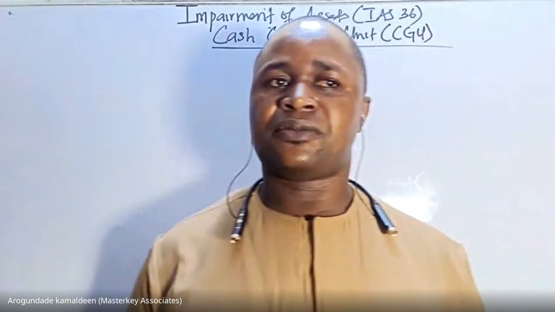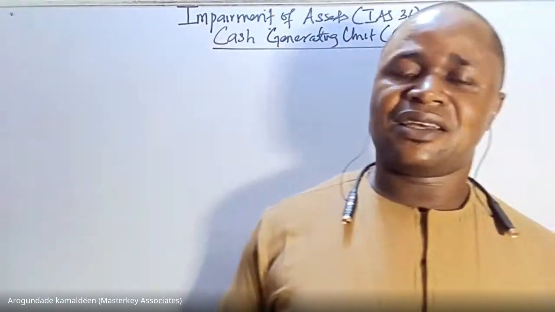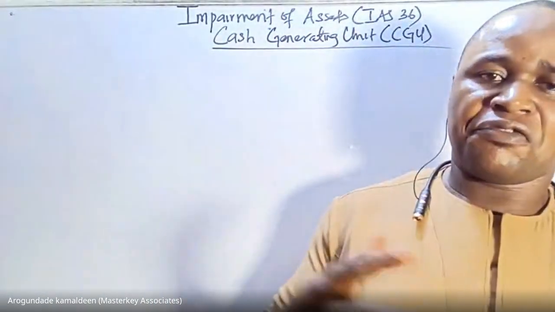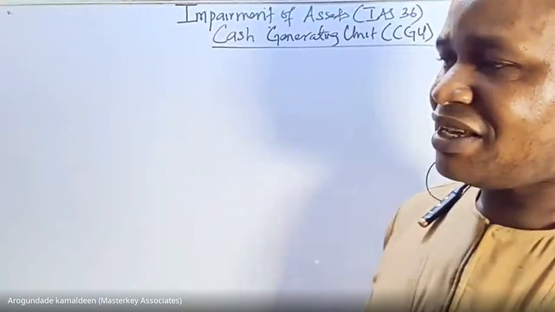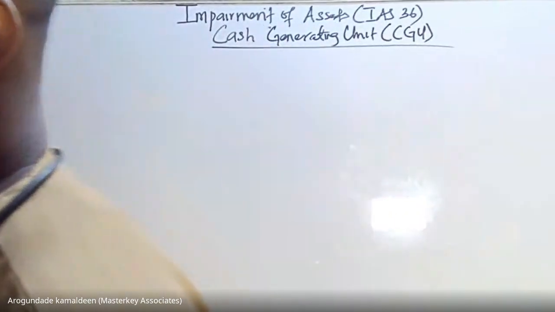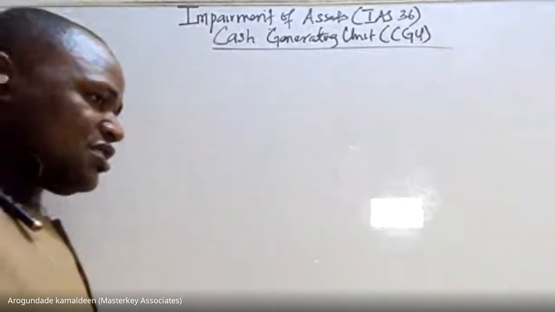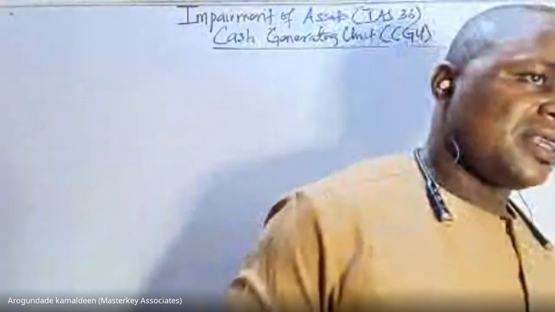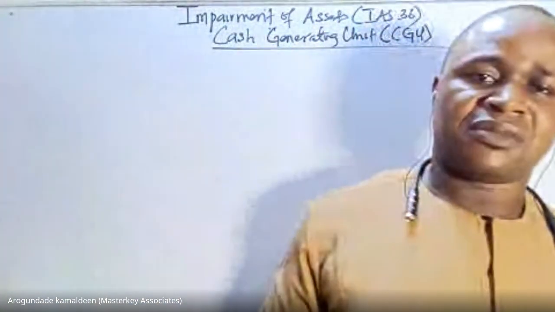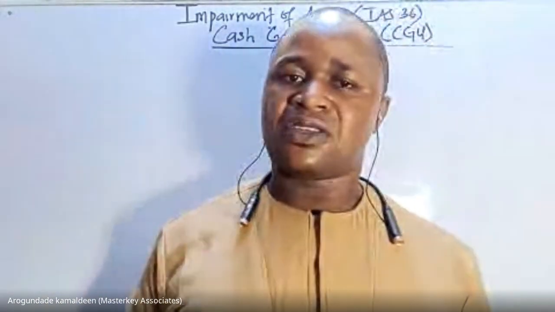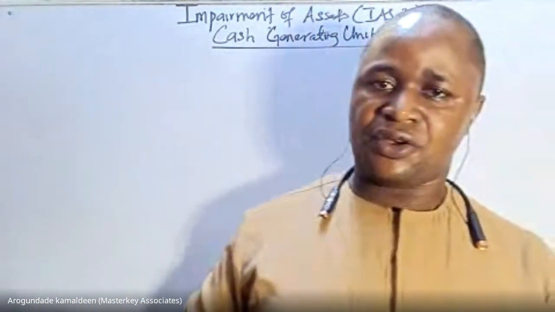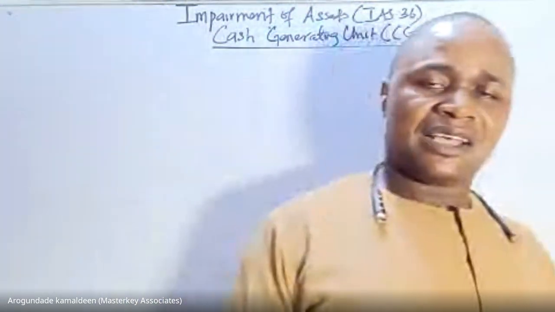According to IAS 36, the recoverable value of an asset is the higher of the fair value less cost of sales and value in use. Fair value less cost of sales and value in use. So we said that the fair value less cost of sales is the amount that will be realized from the immediate sale of the asset less the cost incurred to sell the asset.